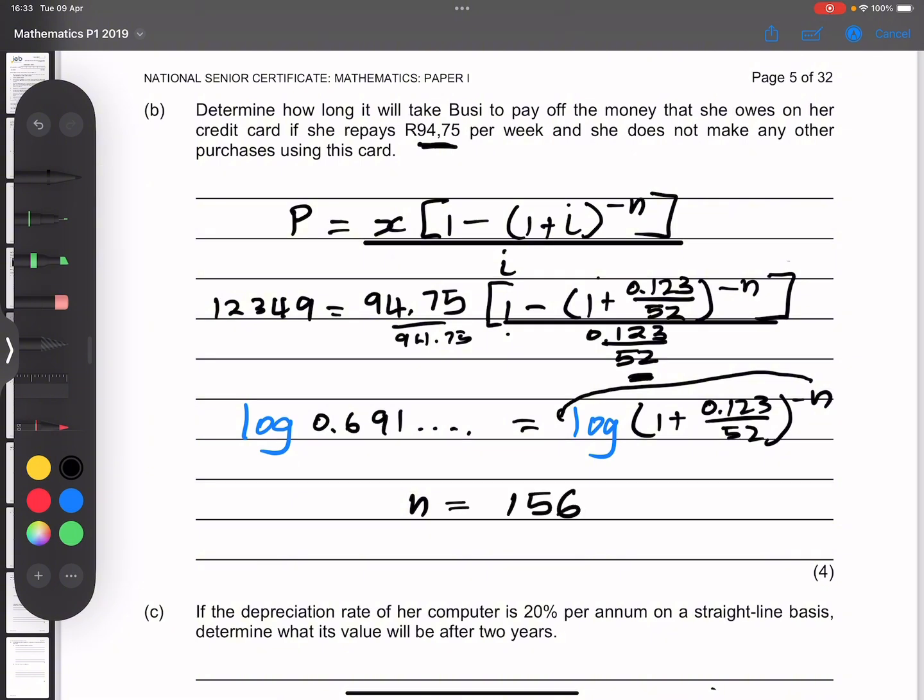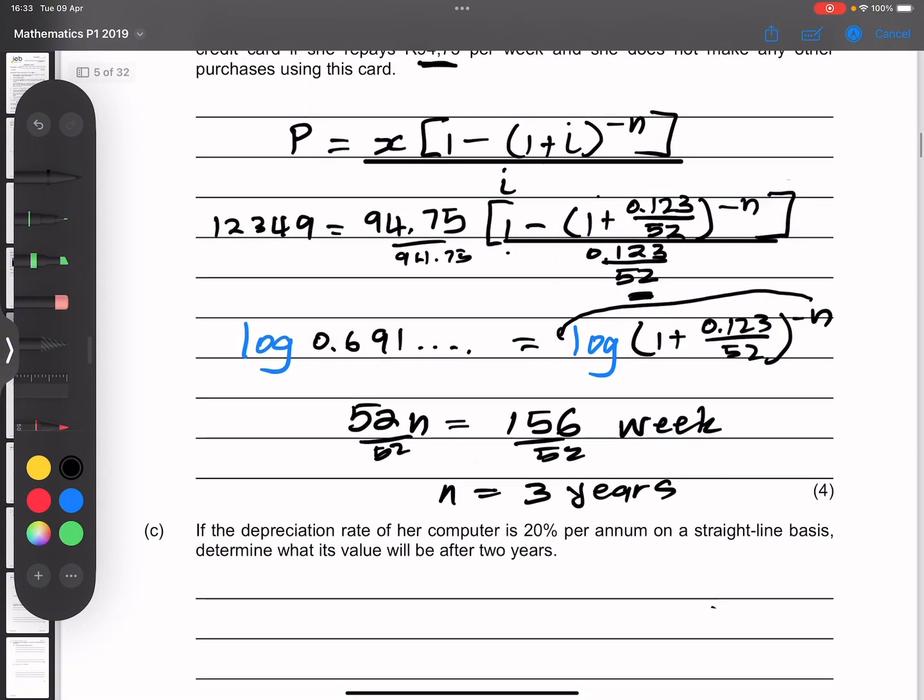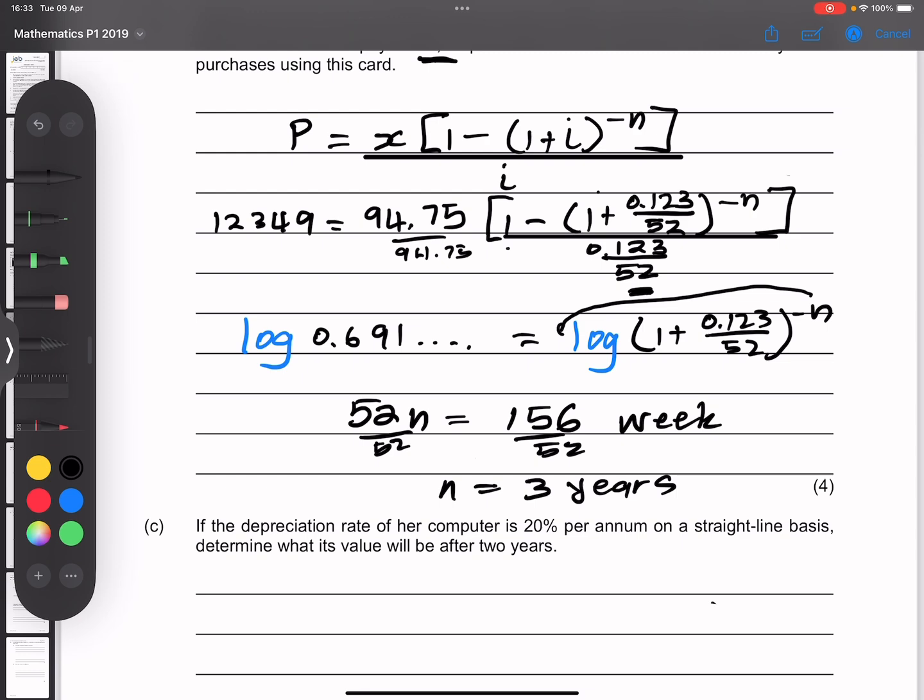Now notice, this is in terms of weeks. If you had said this is 52 times n, where n is the number of years, then 52n would be 156, and so to get n we would simply divide by 52. And I get an answer of 3. So this would take 3 years for her to pay off that credit card. I hope you understand that.